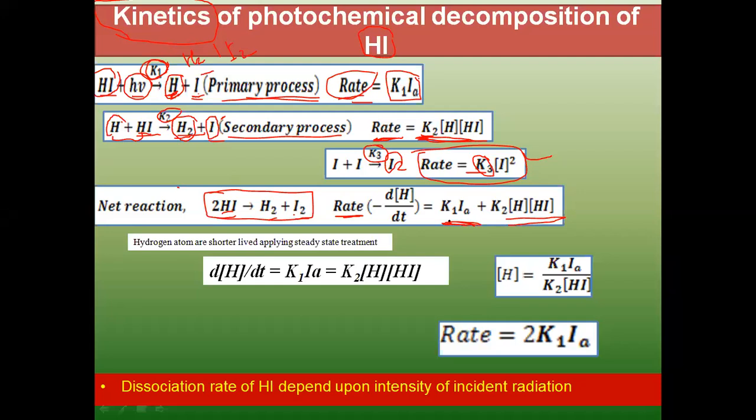But hydrogen atoms are short-lived, so we apply the steady state treatment. Hydrogen forms only for a very short time, because hydrogen is not a stable atom; it is an activated species with only one electron in this reaction. So it tries to combine with another hydrogen and form an H2 molecule. That's why its life is very short.